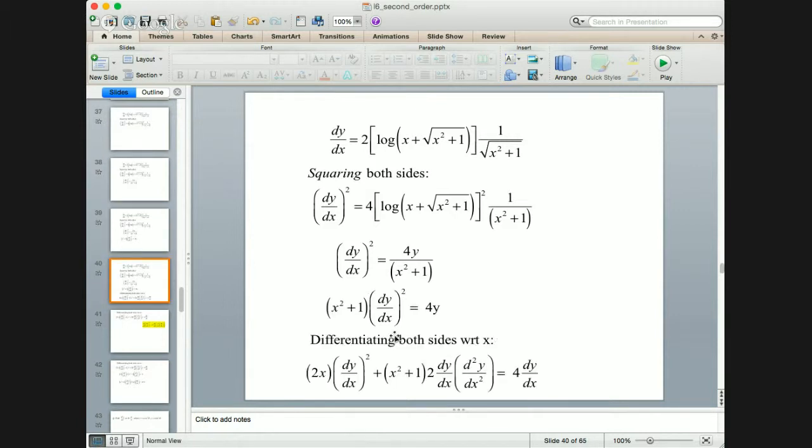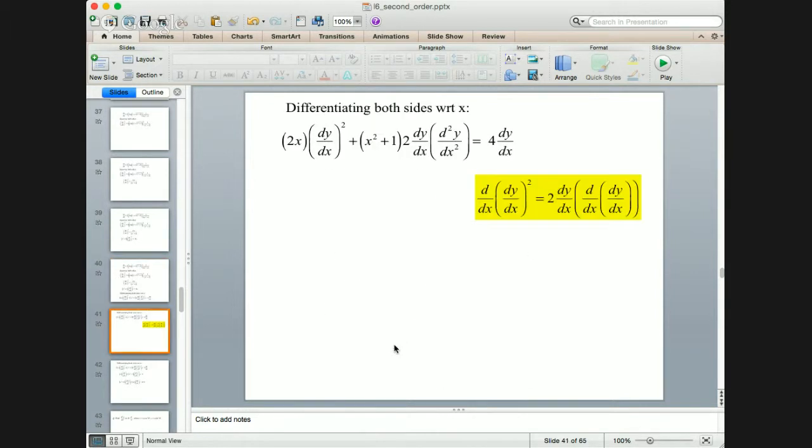Now, if I differentiate both sides with respect to x, then using the product rule, on the left side, I have 2x into dy by dx whole square plus x square plus 1 into the derivative of the square of dy by dx. Now, that is the function that you need to be careful with. How do I find the derivative of square of dy by dx? So again, by the chain rule, it will be 2 times dy by dx into the derivative of dy by dx. So that again is what is required to be understood, and therefore you will have 2 times dy by dx into d2y by dx square here.